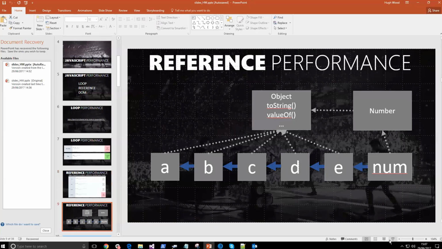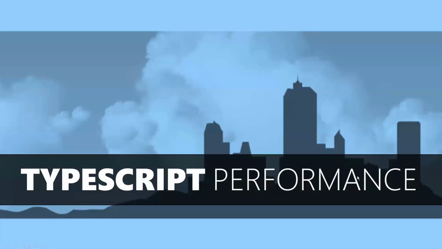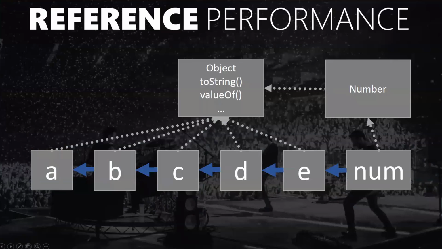So this is an example of object references. This is exactly what I was talking about before. If we need to get the number on the right hand side, we have to go through A, B, C, D, E, and num. Num has a reference back to E, E has a reference back to D, etc. All of them have references to object, and num has a reference to number, which has a reference to object.